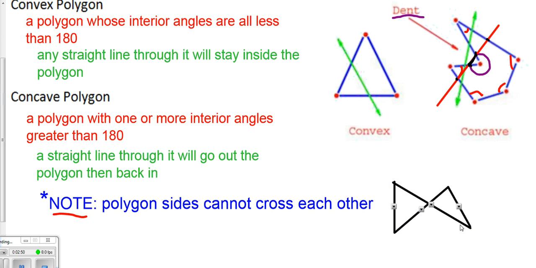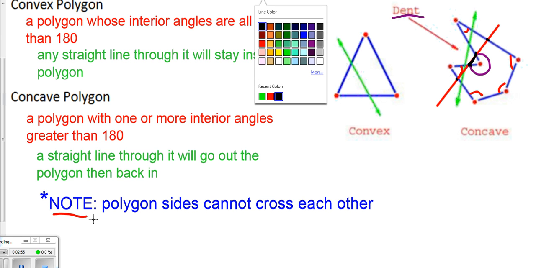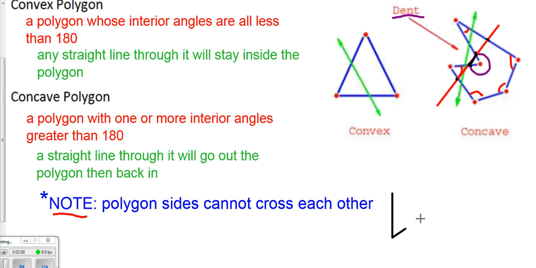One more note here. I'm going to get rid of these and show you with some lines. Polygon sides cannot cross each other. So if I tried to make a quadrilateral going from here to here and then down here, I can't go from this side and come back like this to make a quadrilateral, because then it would cross right over here. I tried to do 4 sides, but they actually got crossed right here. So we'd say this is not a quadrilateral. This is not a polygon, because these 2 sides cross each other.